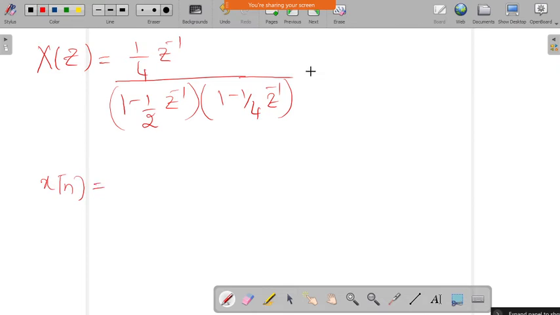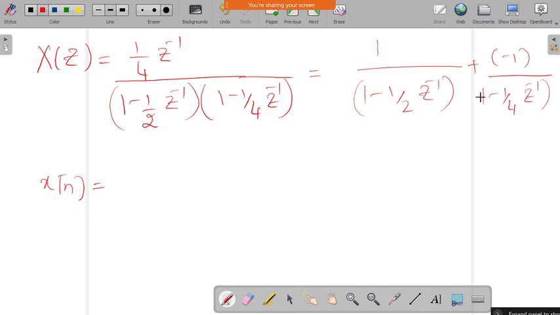So we can write this as A is 1, that is 1 minus half into Z inverse, and B is -1, right? So we can write like this. Now what is the inverse Z transform of this? It is half power n, right? Earlier we have done it in the earlier problem itself. Half power n into u of n.